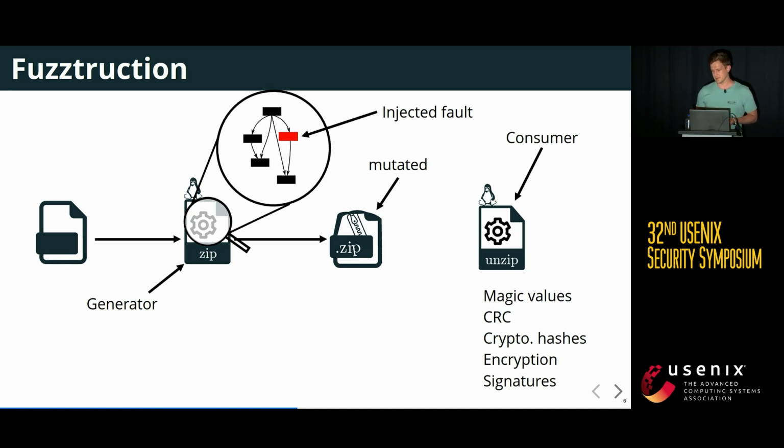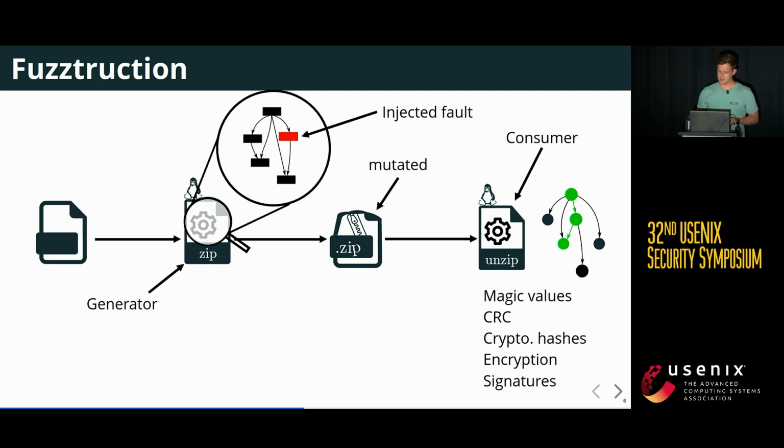And in the final step, we can then use this mutated file as fuzzing input for the consumer. And we are using, again, coverage feedback to decide whether the mutation we applied to the generator was meaningful or not. If we found out that we had injected a fault that caused some interesting mutation in the zip file and also caused new coverage in the consumer, we know that we can keep this mutation and use it for further iterations during fuzzing.